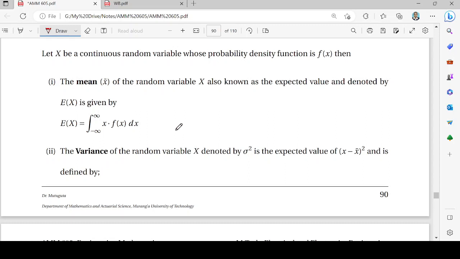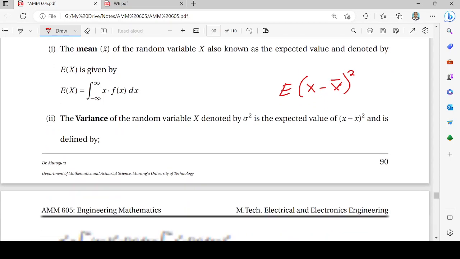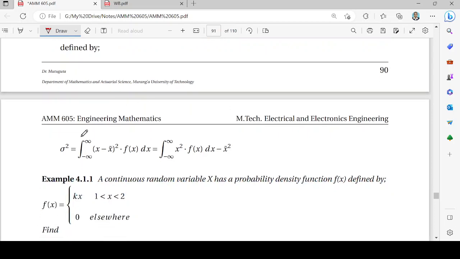The variance, on the other hand, is the expected value of the square of x minus x bar. So we can write the expected value of (x minus x bar) squared, where x bar is the mean. This one is defined as the integral from minus infinity to infinity of (x minus x bar) squared times f(x) dx, which we can simplify and write in this form.